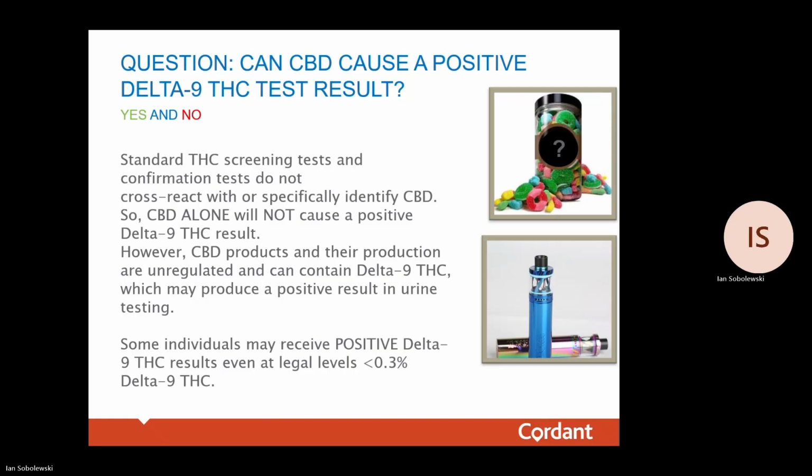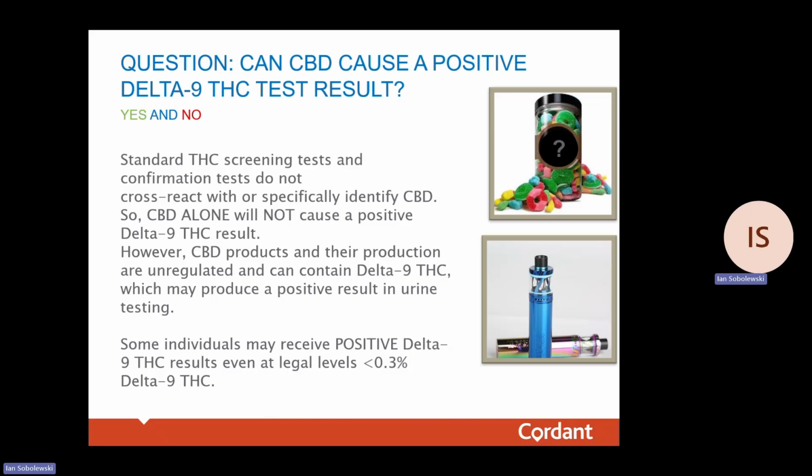All right. So with the legality of THC and CBD across different states, this question has come up quite a bit. Can CBD cause a positive for our THC test result? Now, our standard THC test is looking for the particular structure of delta 9. CBD alone will not cause a positive for delta 9 THC. However, CBD products in their production are unregulated and can contain levels of delta 9 THC. So this may produce a positive result in urine.